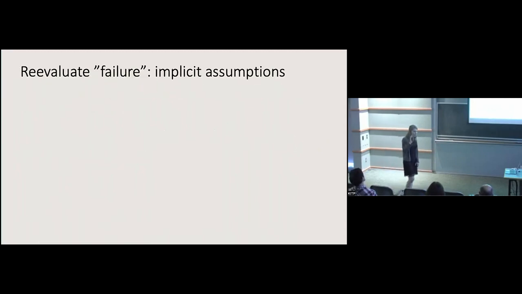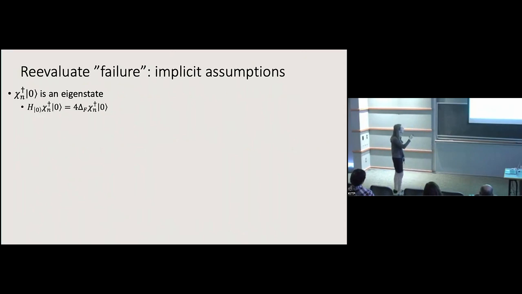So now I want to go back and reevaluate what we said. When we said that mean field theory failed, we were making some implicit assumptions. The first is that the energy of this state was said to be 4 delta F, but is it even an eigenstate? It is an eigenstate of this mean field decoupled Hamiltonian, but that's the wrong question.